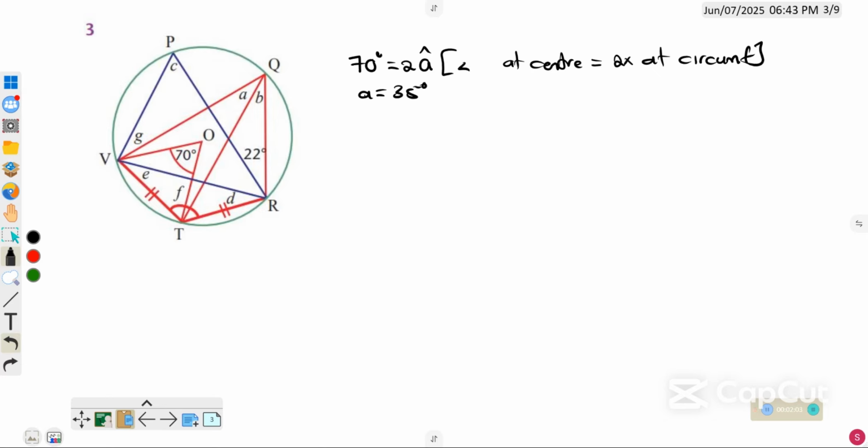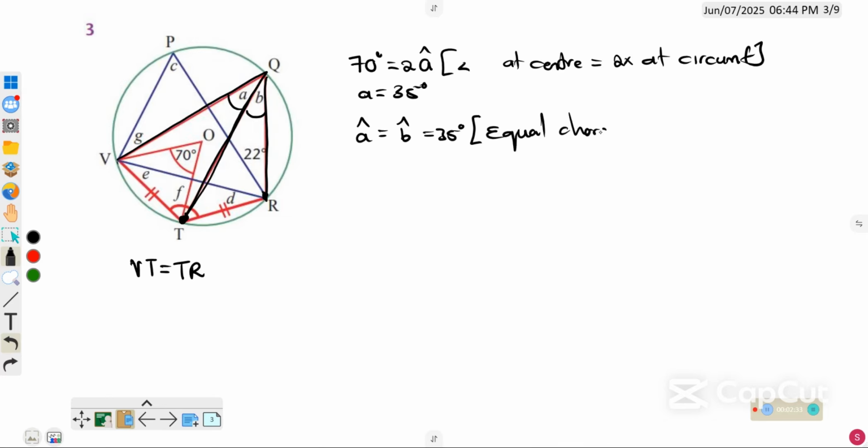Once we have A, now we need to find B. If you look at B, we trace back again. B was subtended by those 2 points, or by that chord TR. But chord VT is given to be equal to TR. So since those chords are equal, they subtend equal angles, angle A and B respectively. So angle A is equal to angle B, and both of them should be equal to 35 degrees. And the reason for this is what? Equal chords subtend equal angles. So it's equal chords, equal angles, like that.